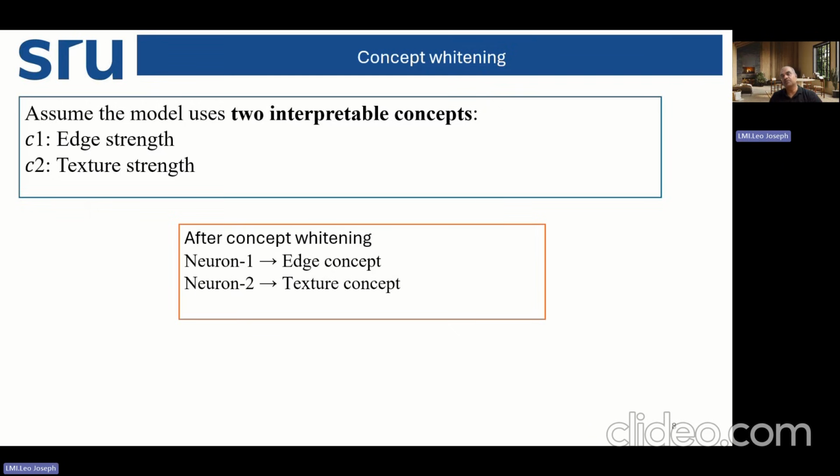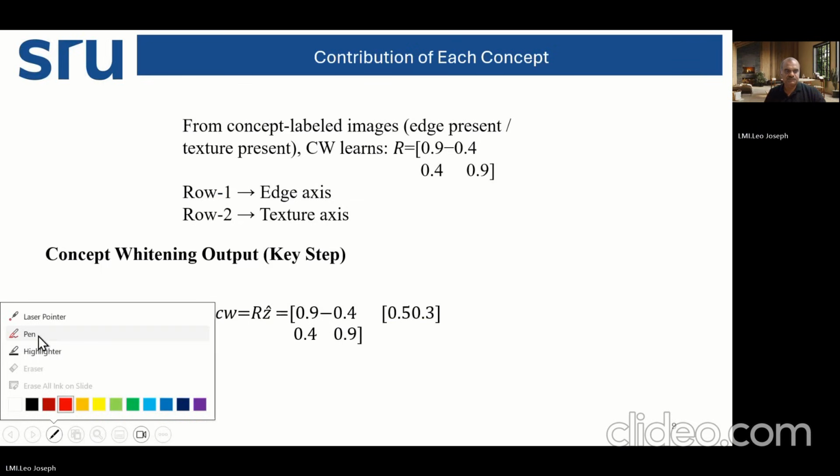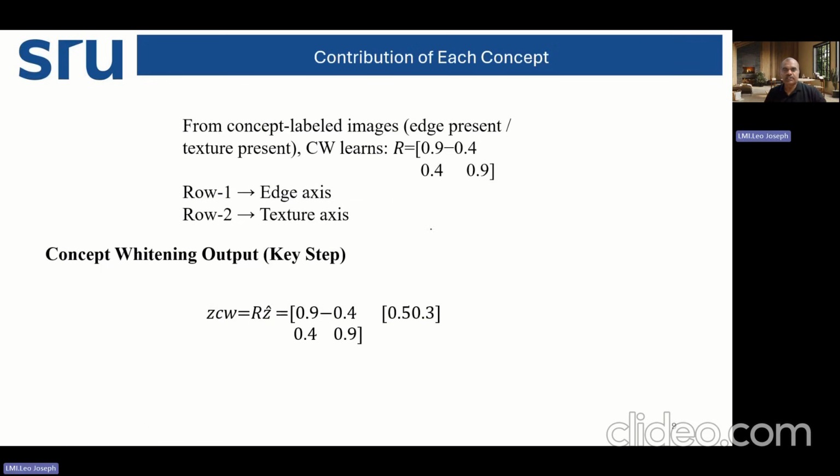Irrespective of the input data, we can add as many concepts as we want. That much data we can add in the interim also, so that suitable neurons will be assigned. Okay. From the concept labels, the concept whitening will learn R. Okay, one minute, I'll take the pen. So the concept whitening will learn these features.